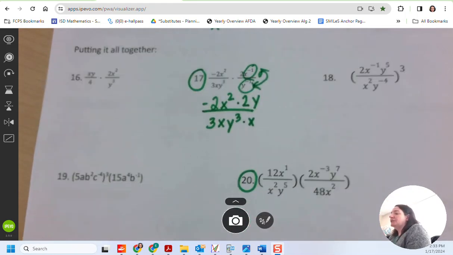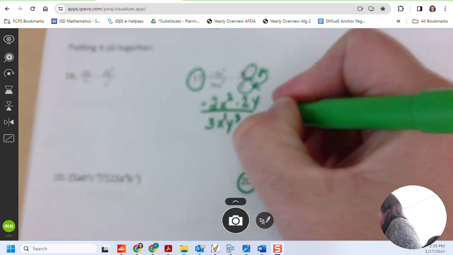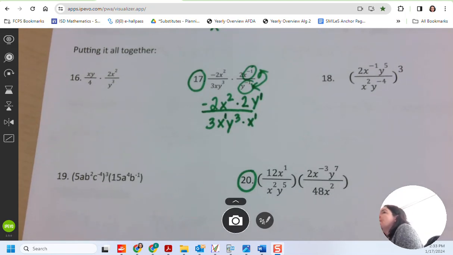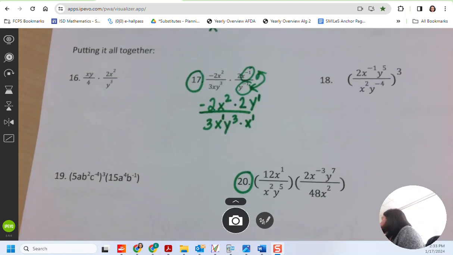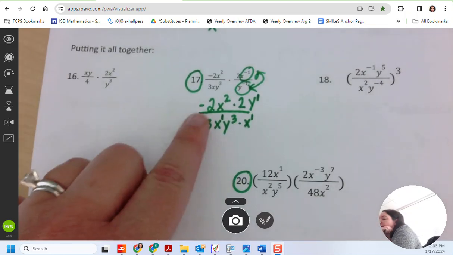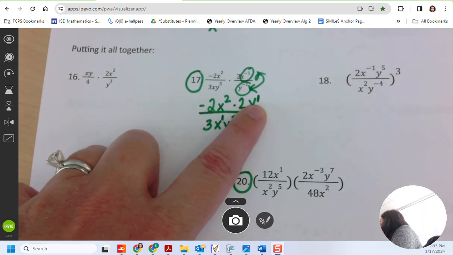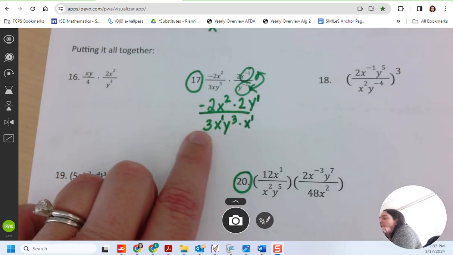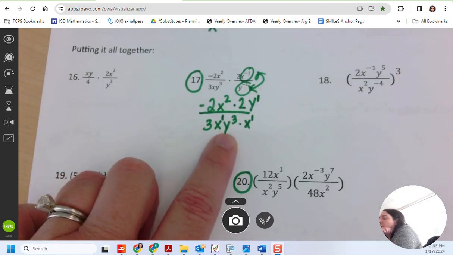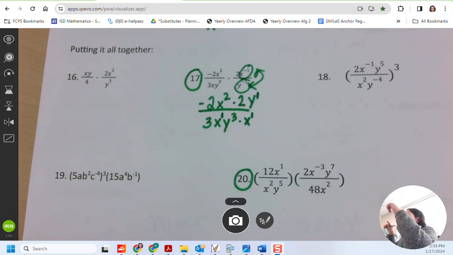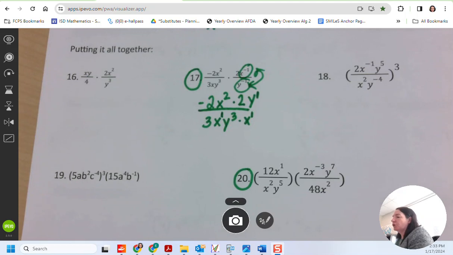Anything that doesn't have an exponent, you can give it a 1 exponent just to make it a little bit easier. I'm going to pause there for a minute because I want to make sure everybody has that. You want me to read it to you, Em? It says negative 2x squared times 2y to the 1. And then it says 3x to the 1, y to the 3 times x to the 1. So I did two things. I made one fraction out of it, and anything that had a negative exponent, I moved it to the other part of the fraction to take the reciprocal.